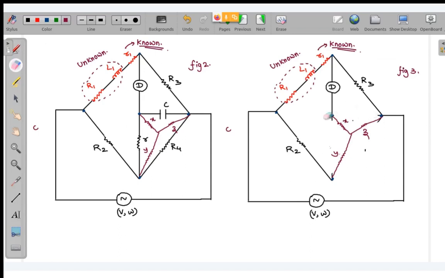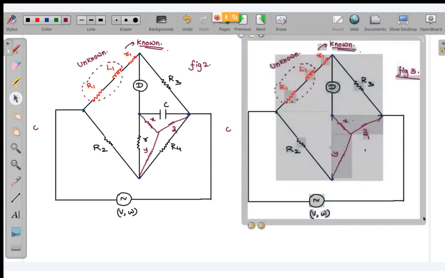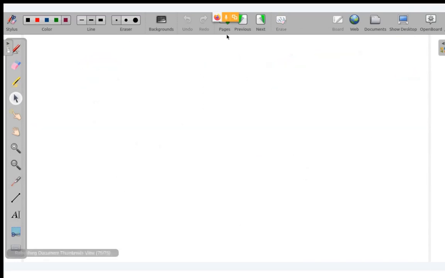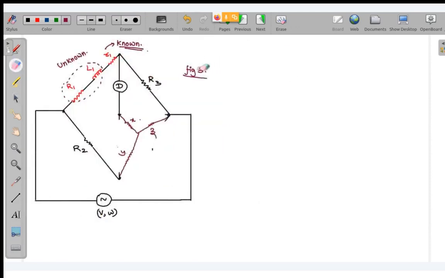Up to this point, is it clear? Tell me yes or no. See, up to this point, is it clear? Okay, so this is your figure 3. Now one more figure I will be drawing. So this is figure number 4. Now see what all changes happen.